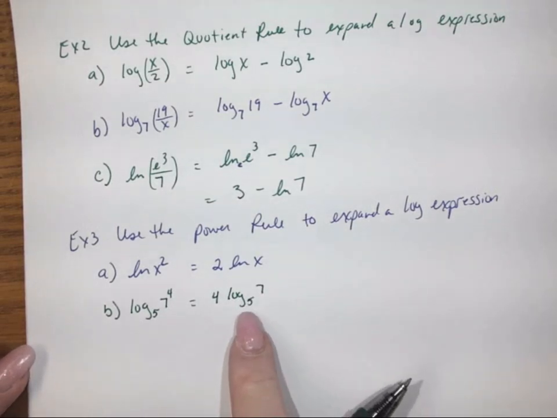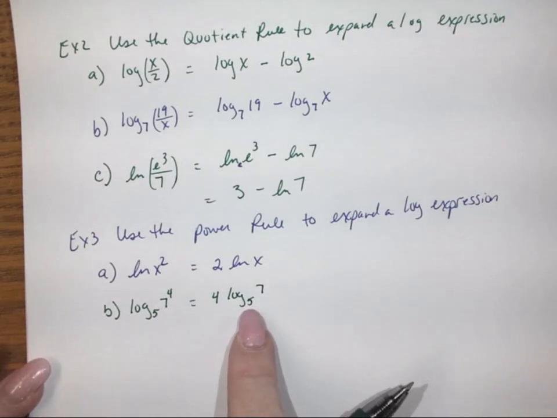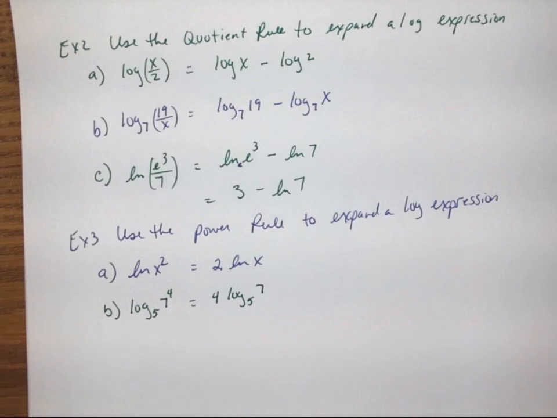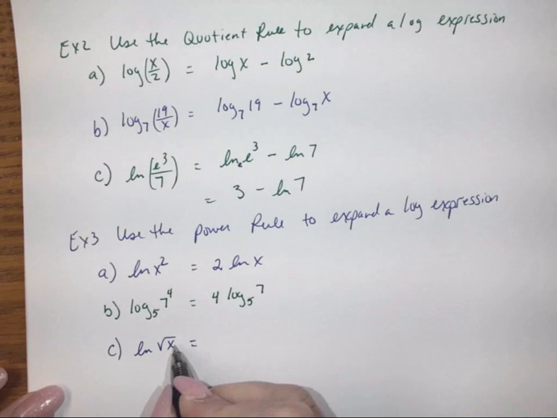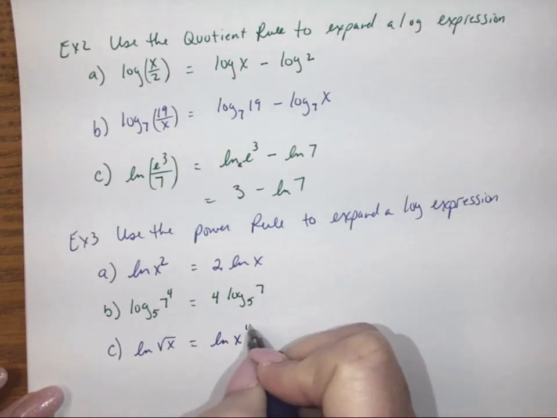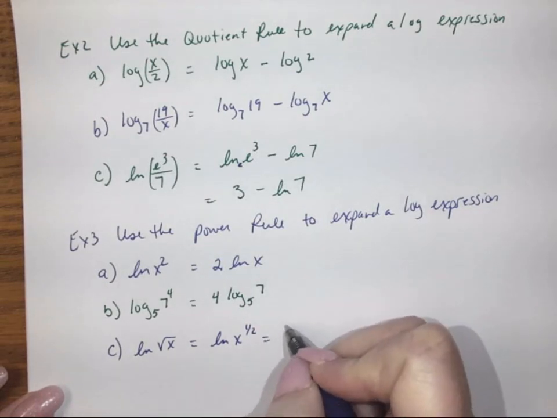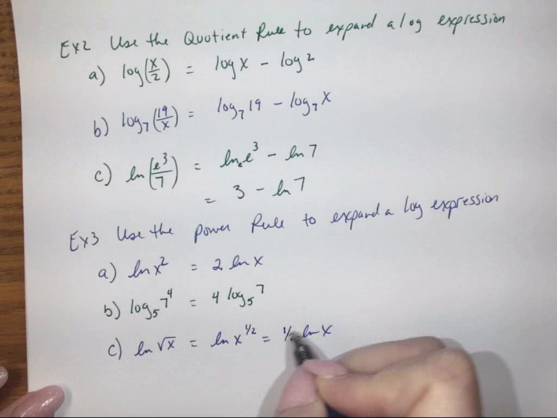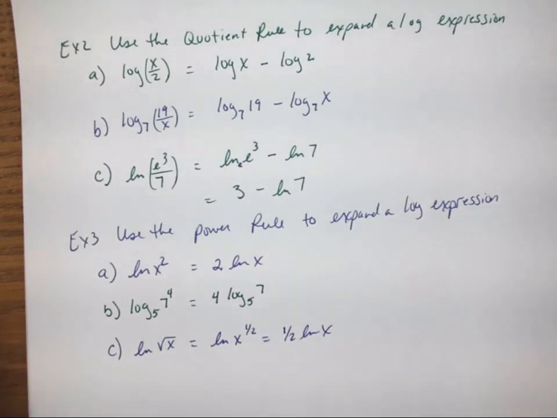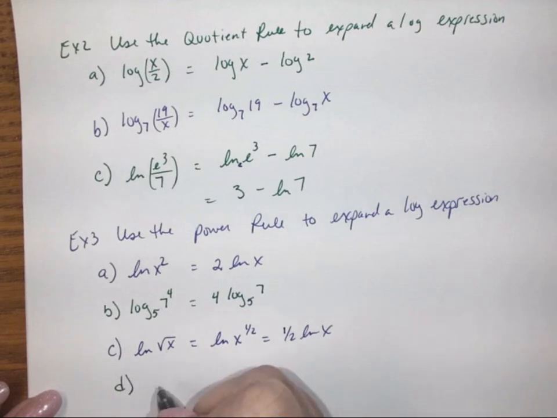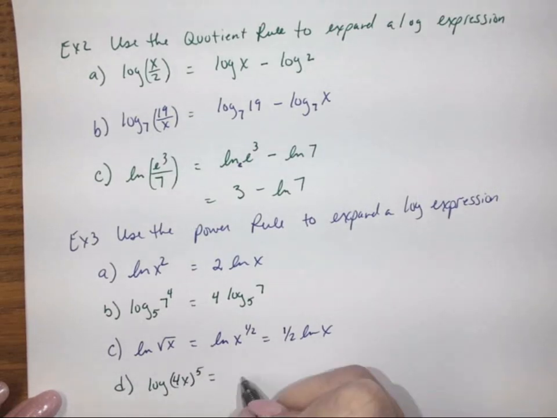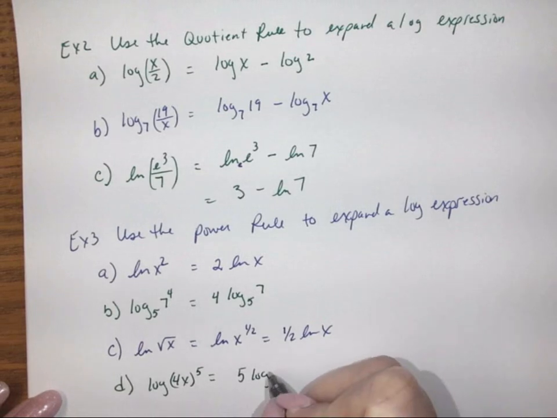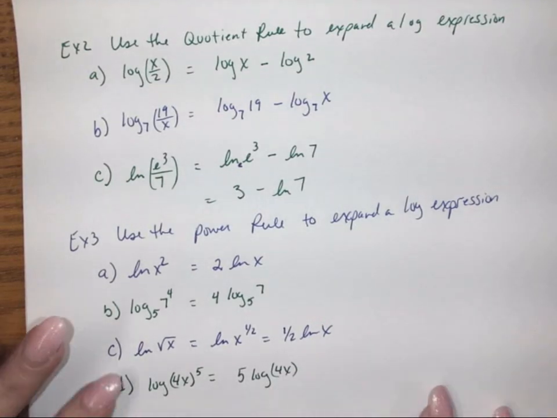And remember that the base of these logs is not on the same level of the log. It's dropped down just a little bit. It is a subscript. All right, part C, we have the ln of the square root of x. Well, we have to rewrite this with an exponent, so we end up with ln of x to the 1/2, which will equal 1/2 ln of x. So we have to bring the exponent out front. Part D, if we have the log of 4x to the 5th, that will be 5 times the log of 4x, because we just bring it out front.